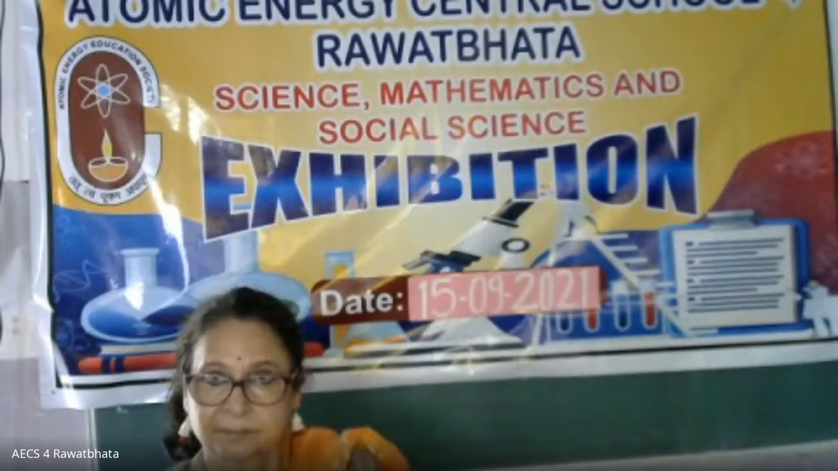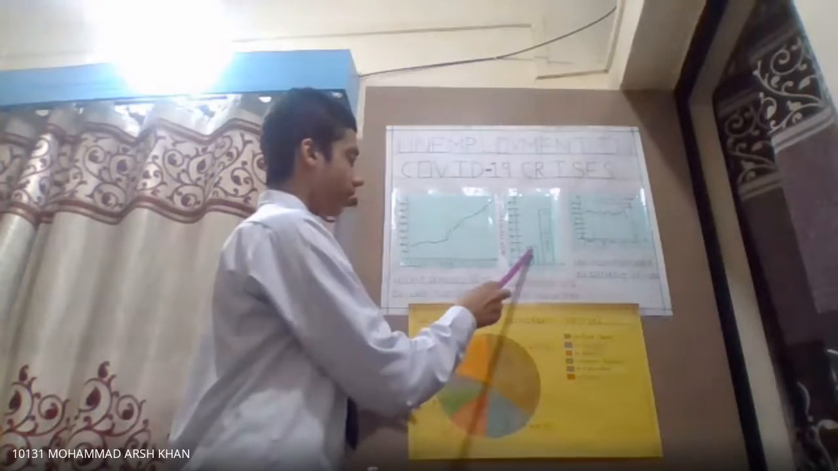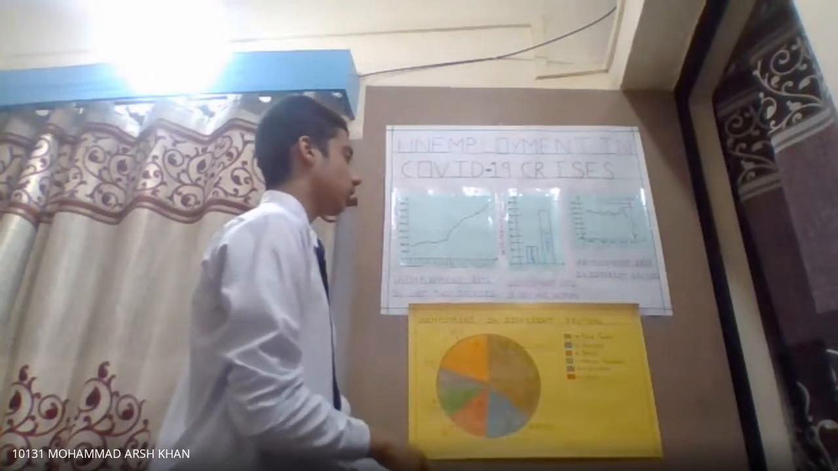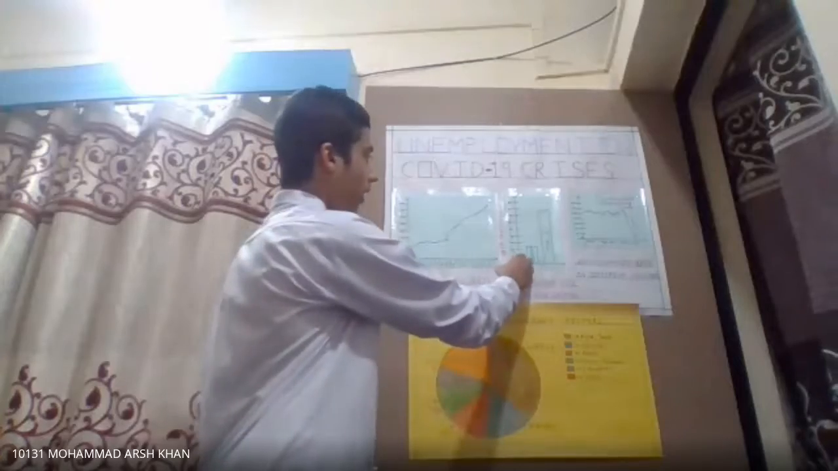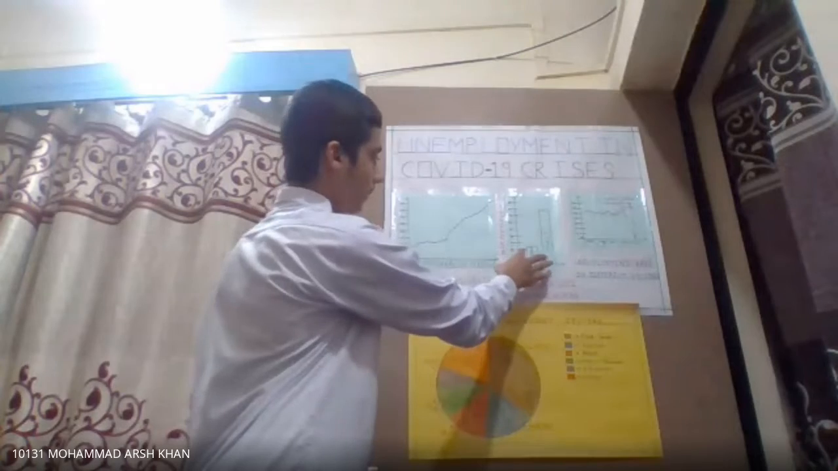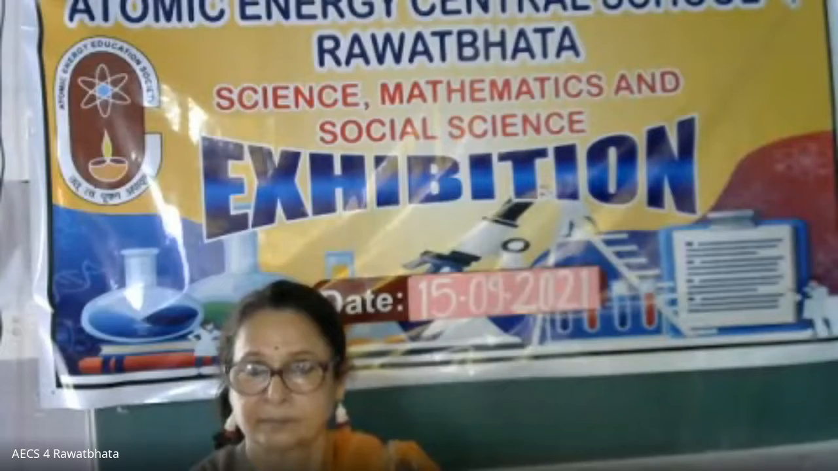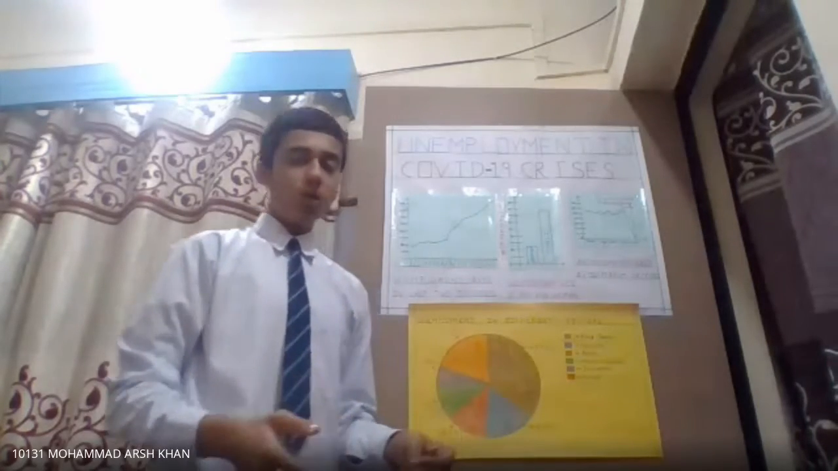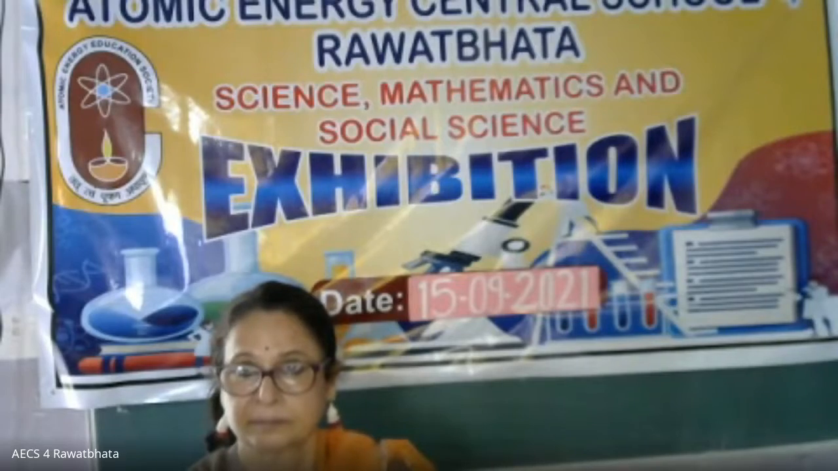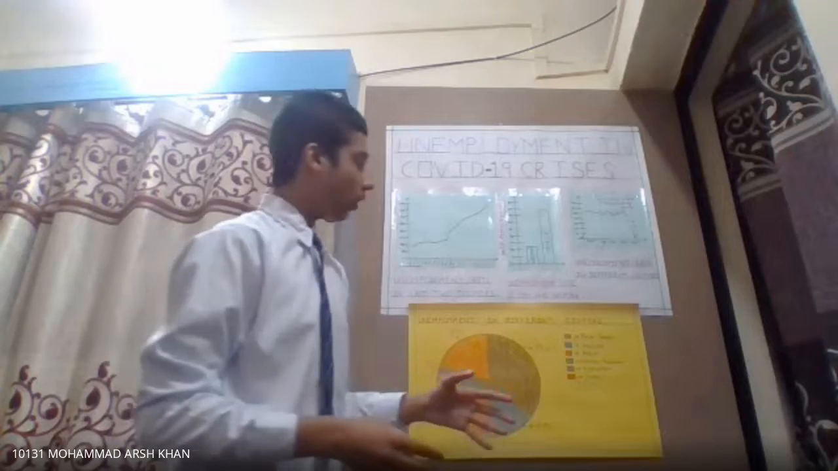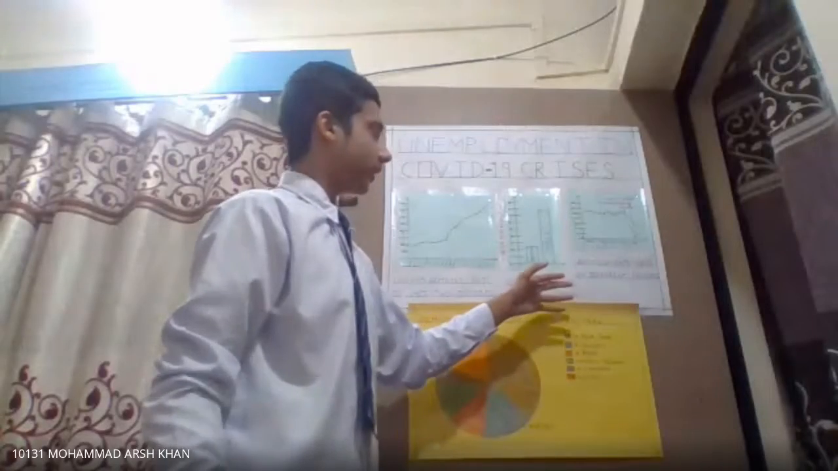Now, second comes the unemployment rate of men and women. The unemployment rate of women was about 20.5%, and the unemployment rate of men was about 70.8%. And it is a fact that the total unemployment rate of the women was greater than the unemployment rate of men in total.